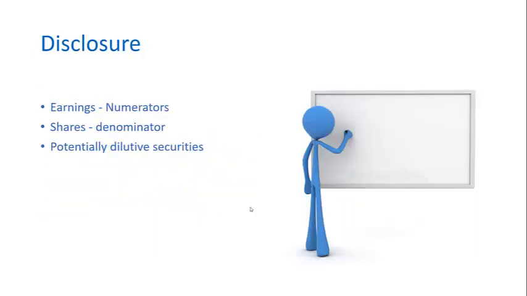The disclosure requirements are pretty obvious. You have to disclose the numerator numbers that are used, the earnings numbers, and you need to disclose the number of shares issued, the denominator numbers, and you need to disclose the impact of dilutive securities. Pretty straightforward if you're going to be able to use an earnings per share number sensibly.